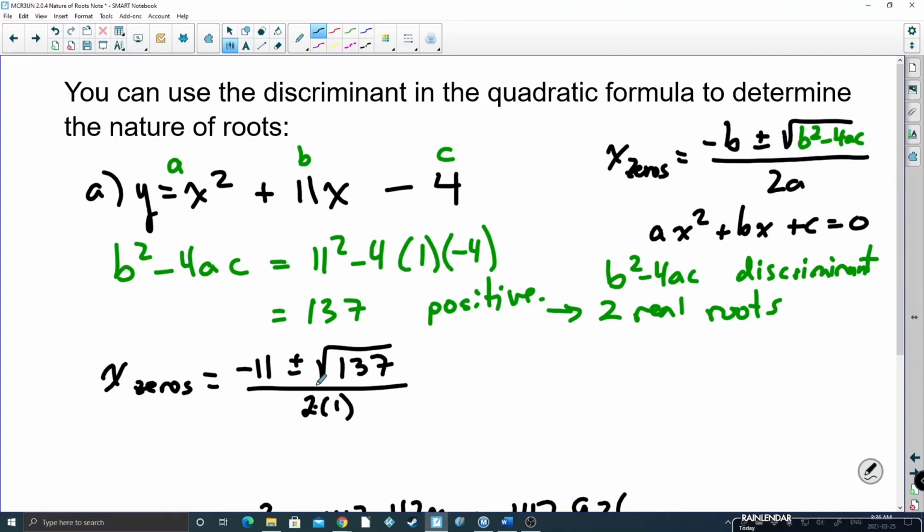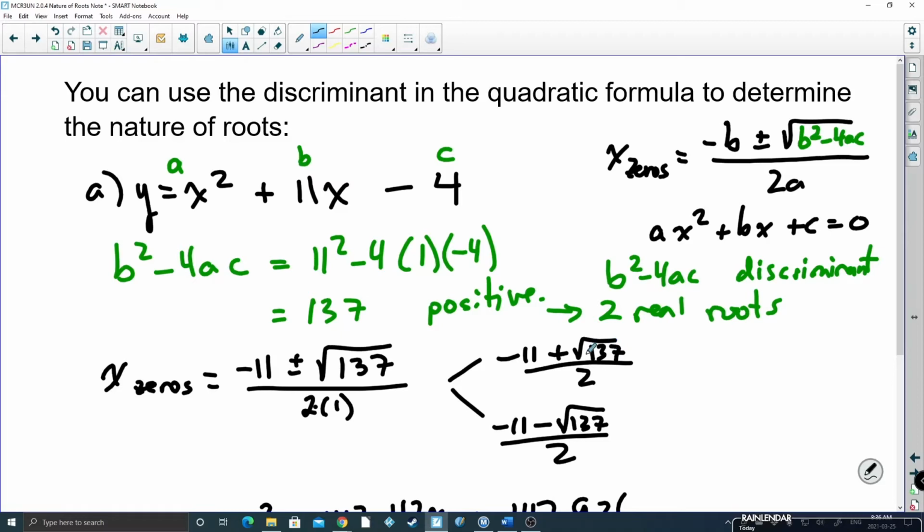And what's going to happen is this is going to give us two answers. We're going to get negative 11 plus the square root of 137 over 2, and negative 11 minus the square root of 137 over 2. And there are your two real roots. Because we can square root 137, but we're not going to, because that's going to give us a really ugly decimal, all right? And the higher you go, the less you want to work with decimals. So this is considered a perfect answer. We're going to leave it like that.